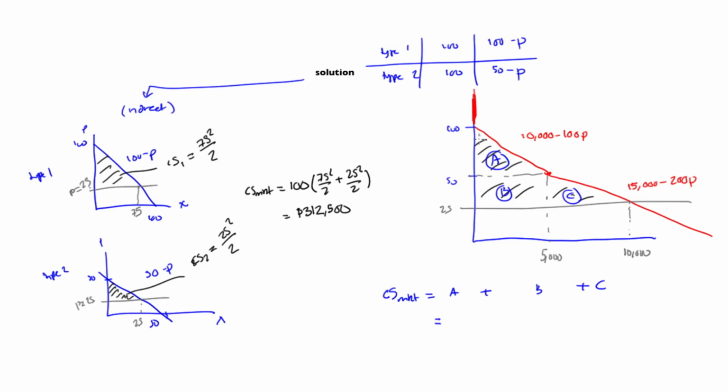It's easy to see that area of A is 1/2 times 50 times 5,000. Area B is 25 times 5,000. And C is equal to 1/2 times 25 times 5,000. If you compute that number with your calculator, you get $312,500, which is exactly the same.